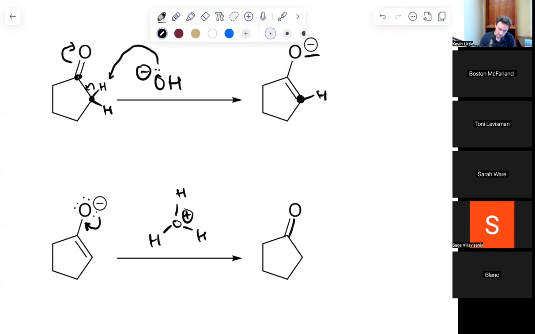But the problem is that this carbon already has four bonds. And then we notice something. We notice the exact opposite. There's one hydrogen here and two hydrogens here. So we need to justify adding a hydrogen to this carbon.